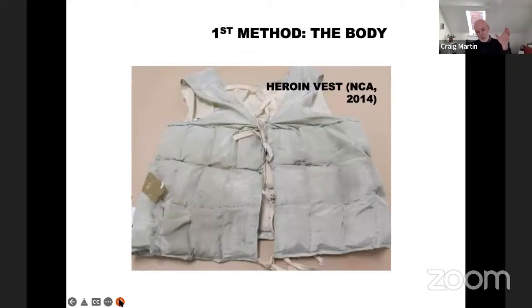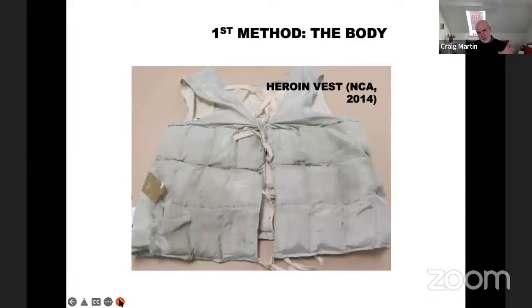So perhaps the most infamous example is when drug mules are forced to swallow drugs in order to smuggle them across international borders. Another example that very much relates to the body is the design of what are called heroin vests. This was an example that was intercepted by the National Crime Agency here in the UK in 2014. This was a vest worn by a smuggler trying to smuggle drugs through Heathrow Airport in London. It was designed with these pockets where the heroin was secreted.